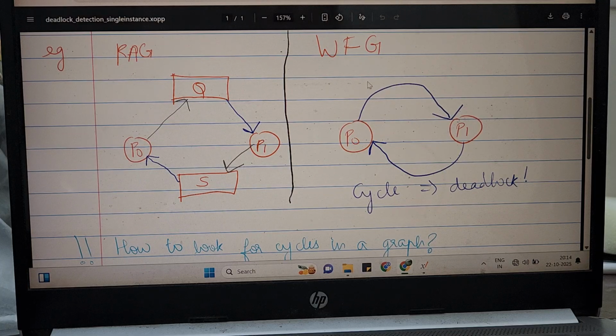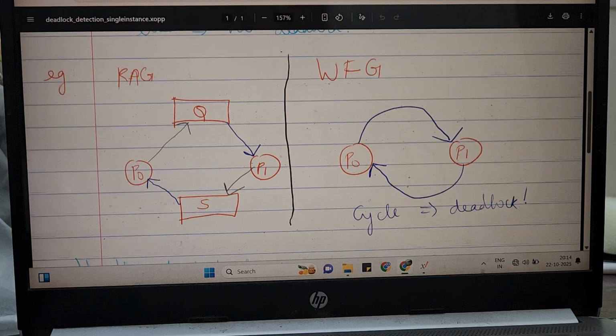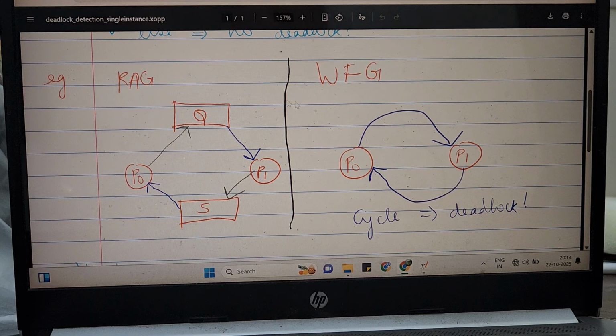So what is this graph trying to represent? What is the physical interpretation of this graph? It tells you which processes are dependent on which other processes. If you remember, when we discussed RAG, we saw something called a request edge and something called an allocation edge, right? So P0 is requesting Q, but Q has been allocated to P1. Only when P1 lets go of Q, this Q can be given to P0.